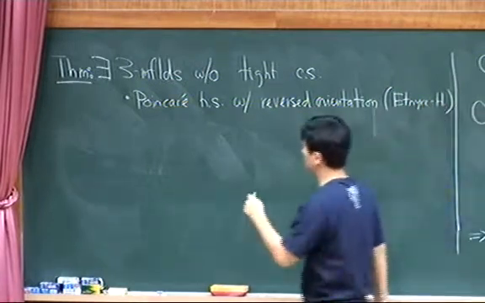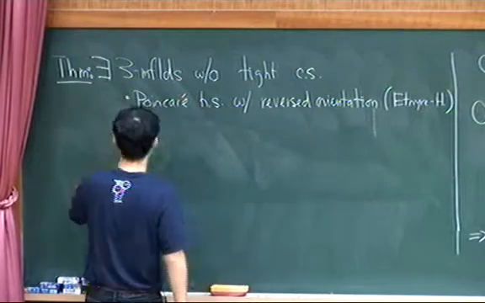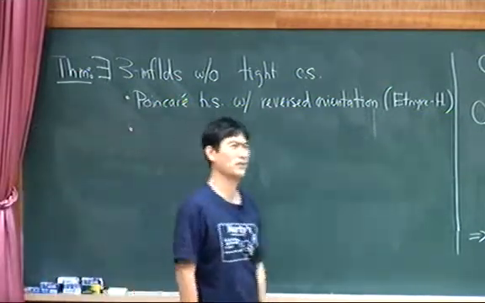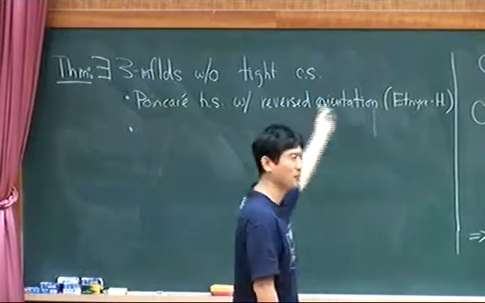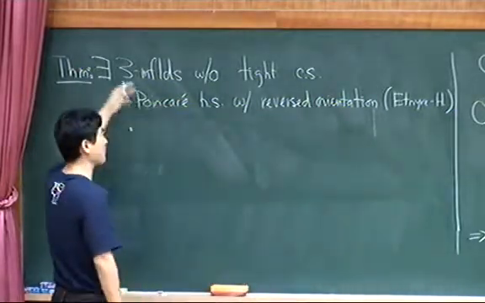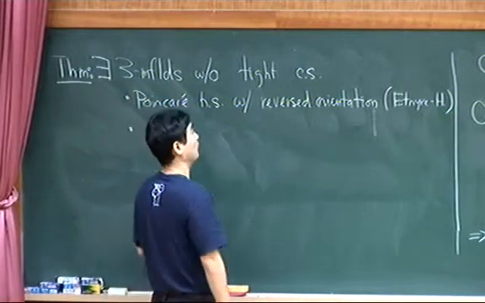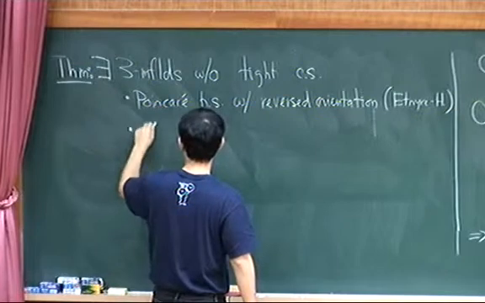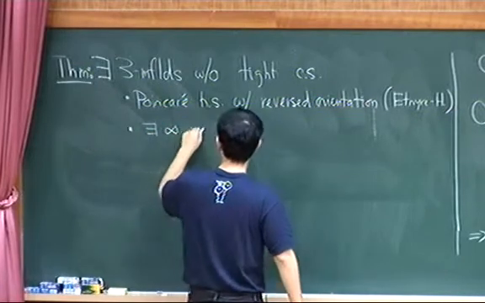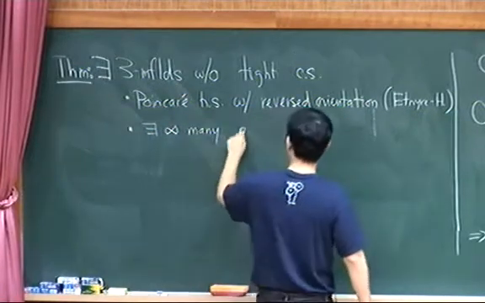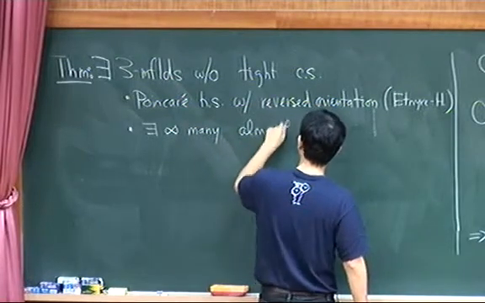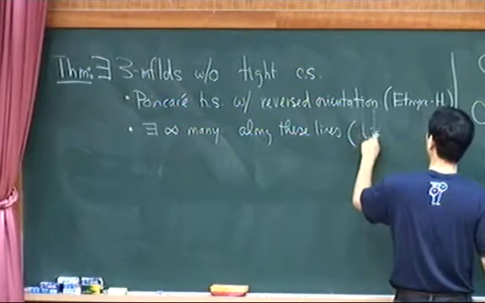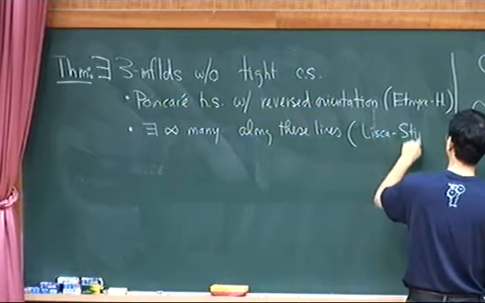And then Andras Stipsicz and Lisca put this into some sort of family, a one parameter family, of three-manifolds without tight contact structures. So there exist infinitely many along these lines. So Lisca, Stipsicz.